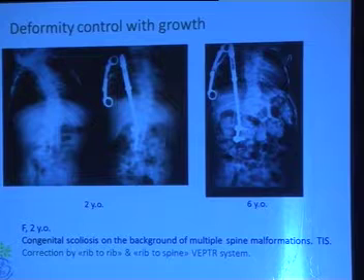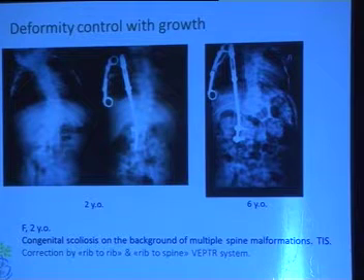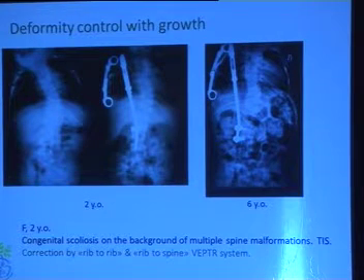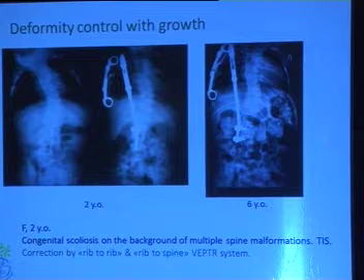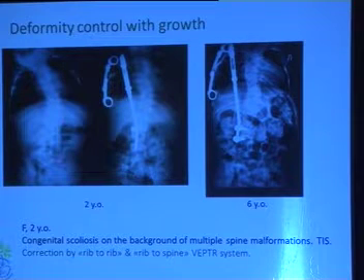Another group of patients: deformity control with growth. For example, we use the technique of growing rods. In this situation we use the vector system, a rib-to-rib system for correction of thorax deformity, and a rib-to-vertebra system for correction of the spine, in patients with congenital scoliosis or due to multiple spine malformations. The general malformation is a disorder of segmentation.